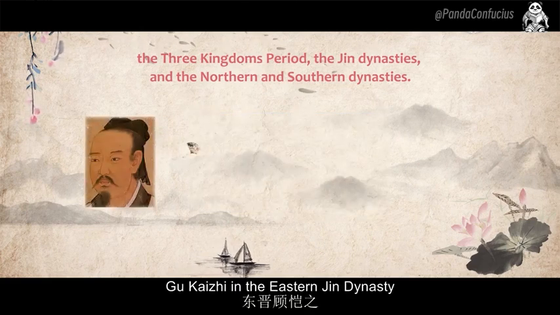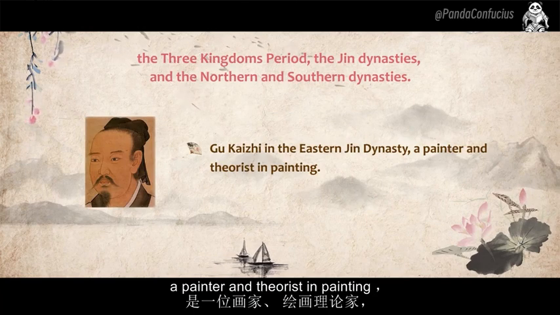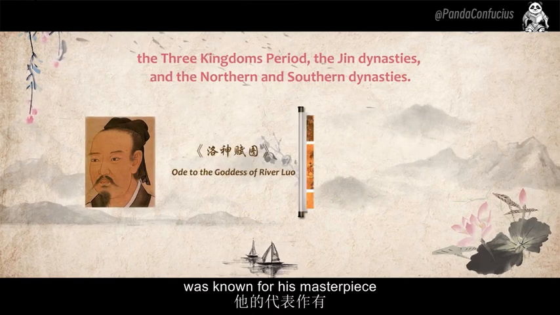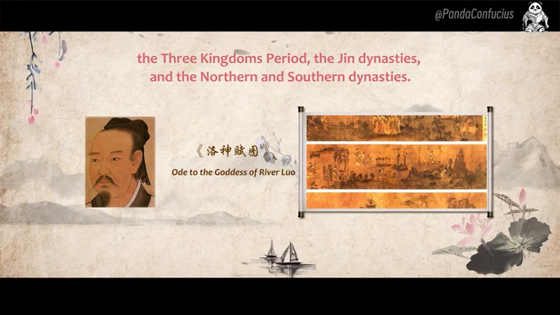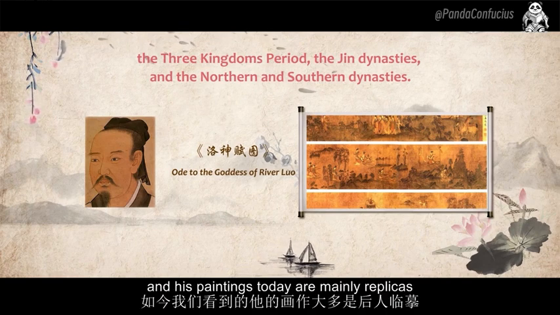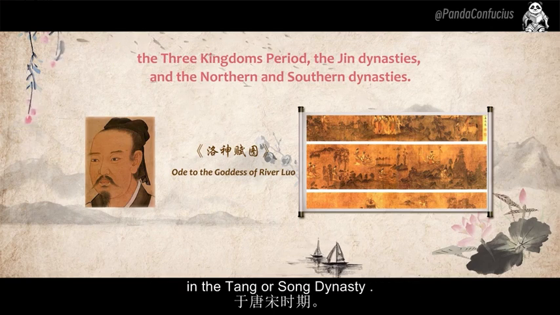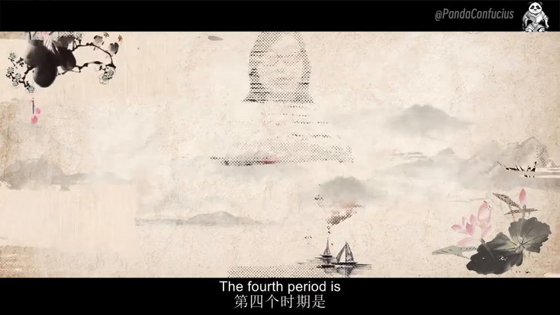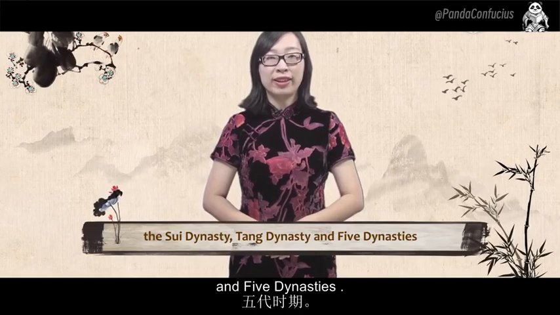Gu Kaizhi, in the East Jin dynasty, a painter and a theorist in painting, was known for his masterpieces, Ode to the Goddess of River Luo. His original works failed to survive, and his paintings today are mainly replicas of the original paintings in the Tang or Song dynasty.